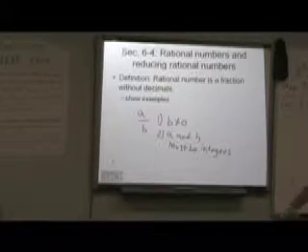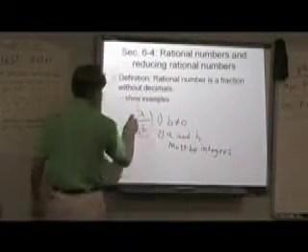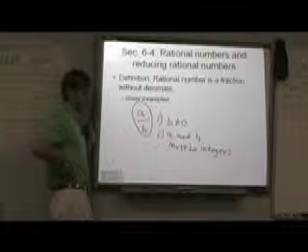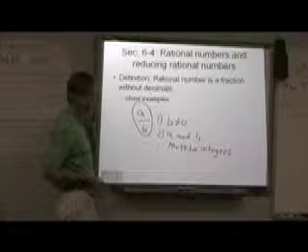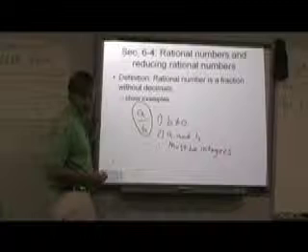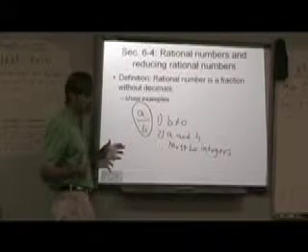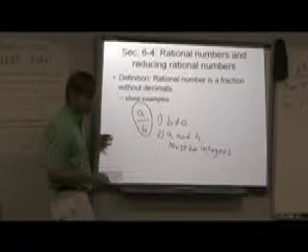So your rational number is a number in the form A over B where B is not 0, because you can't divide by 0. You hear me? You can't split something into nothing. Does that make sense?